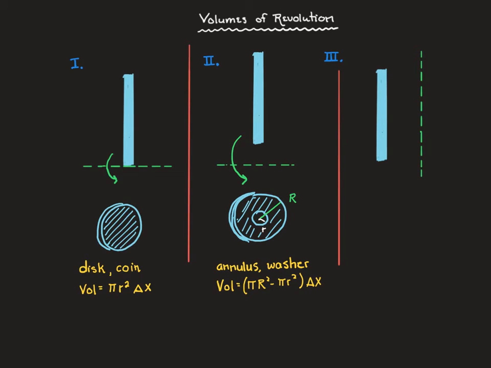Okay, and in this last example, we take the rectangle, rotate it around that way, and the shape that we're going to get is a hollow cylinder.